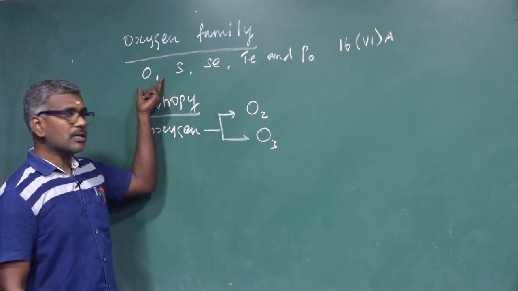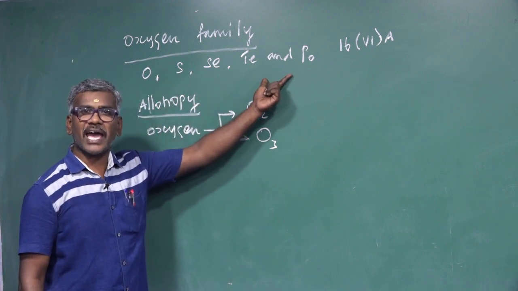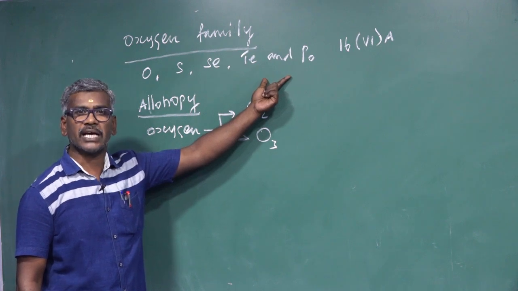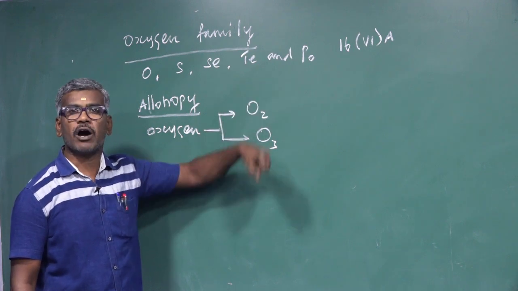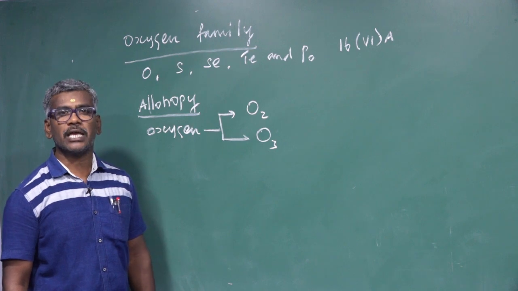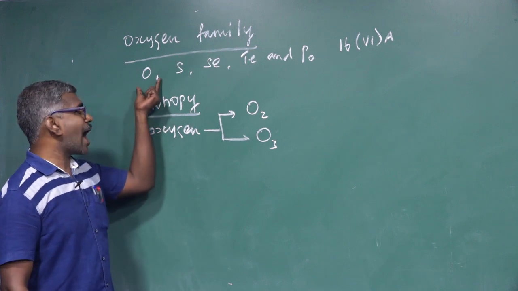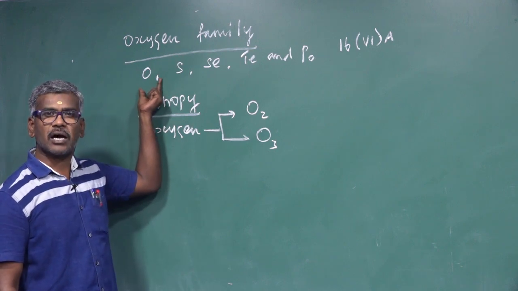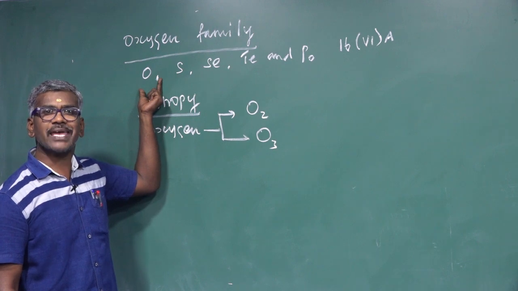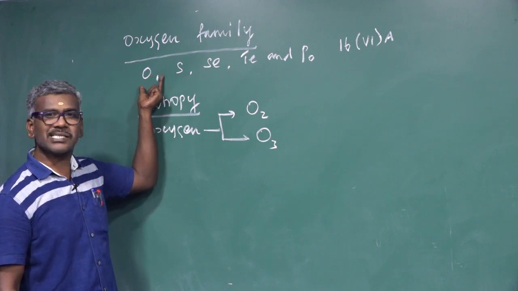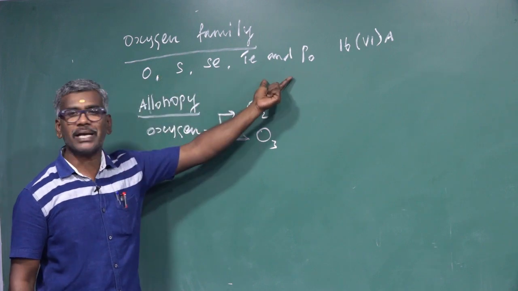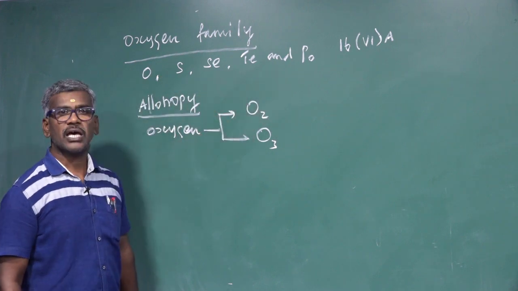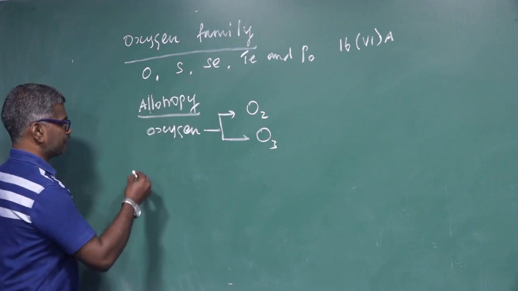Except oxygen, the remaining elements have vacant d orbitals in the valence shell. They form p-pi-d-pi multiple bonds. Oxygen has a smaller size, high ionization energy, high electronegativity, and absence of d orbitals. So oxygen totally differs from the remaining elements. Another one, sulfur.